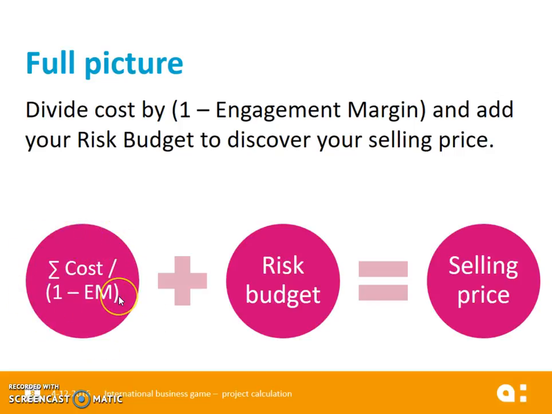You're forgetting something. Things can go wrong in your project. There are risks associated with your projects. You are not taking into account those risks in your cost structure. So you will have to add a risk budget. How you come to the risk budget will be covered in the next class. So cost divided by 1 minus engagement margin plus your risk budget will give you your selling price. And that's what we want to figure out by building our high-level project plan, which is the topic of this module.